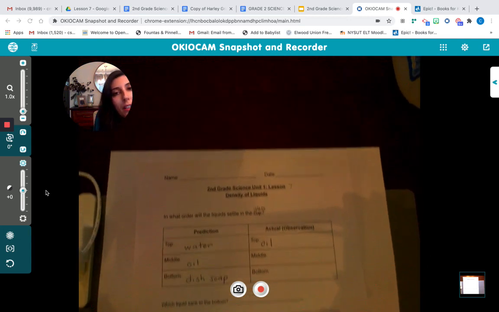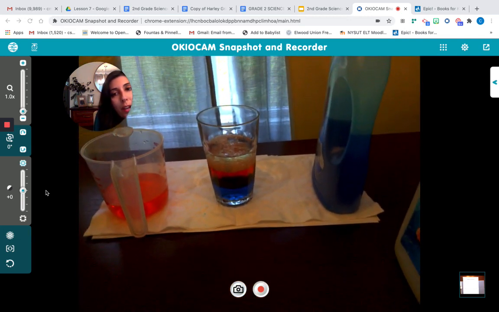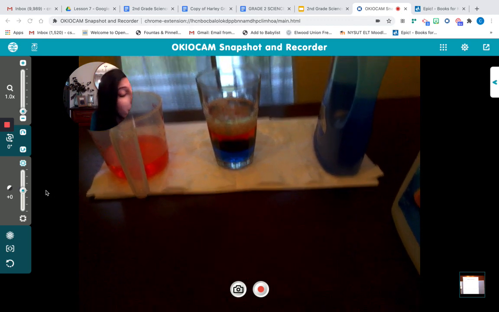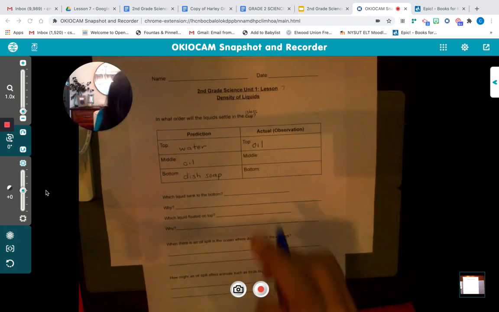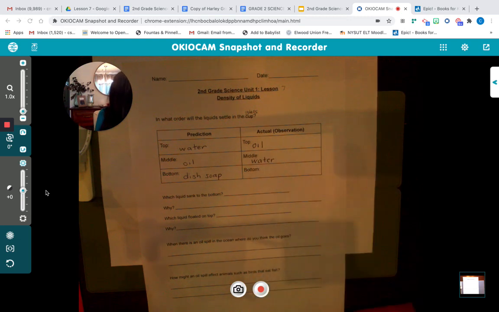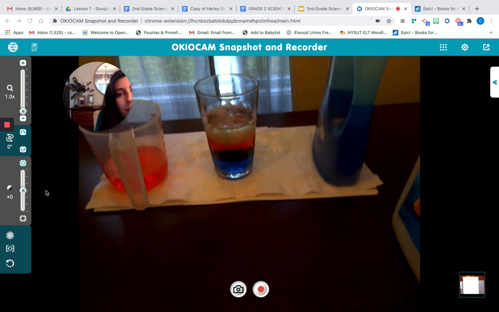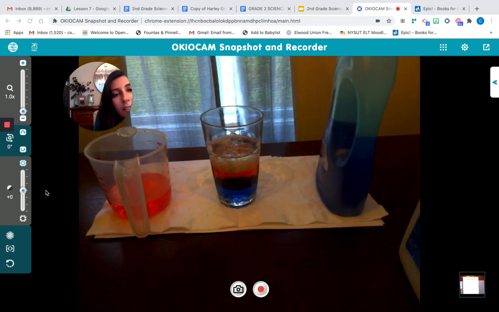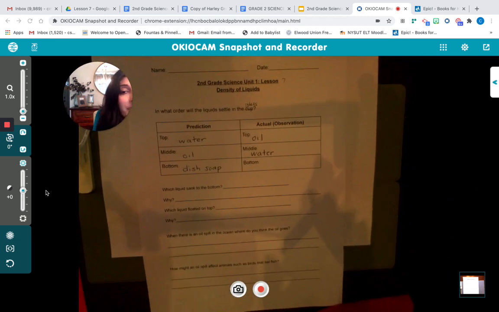In the middle was the red. Call it out in 3, 2, 1. Water. Water settled to the middle. And on the bottom was the, call it out in 3, 2, 1. That's right, the dish soap.